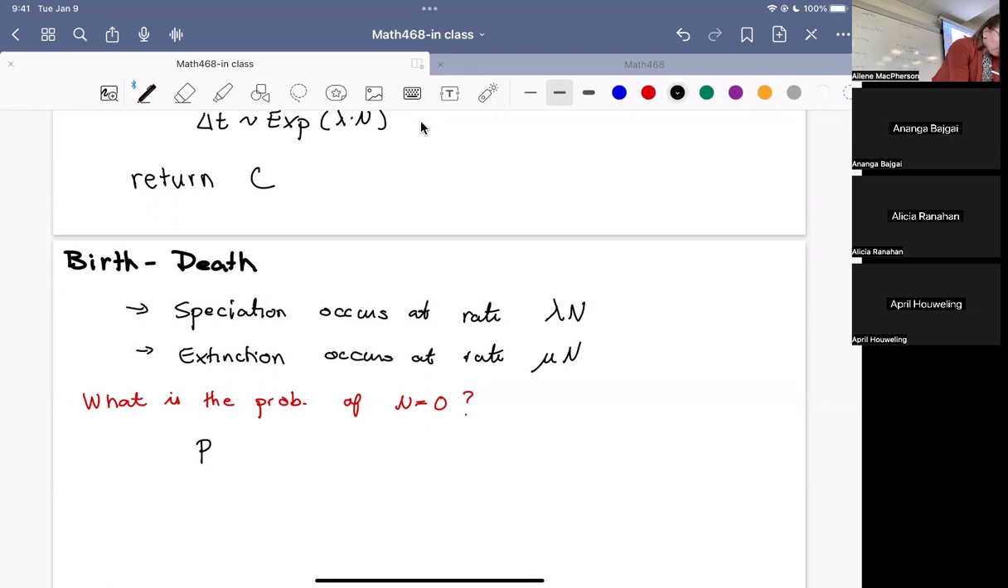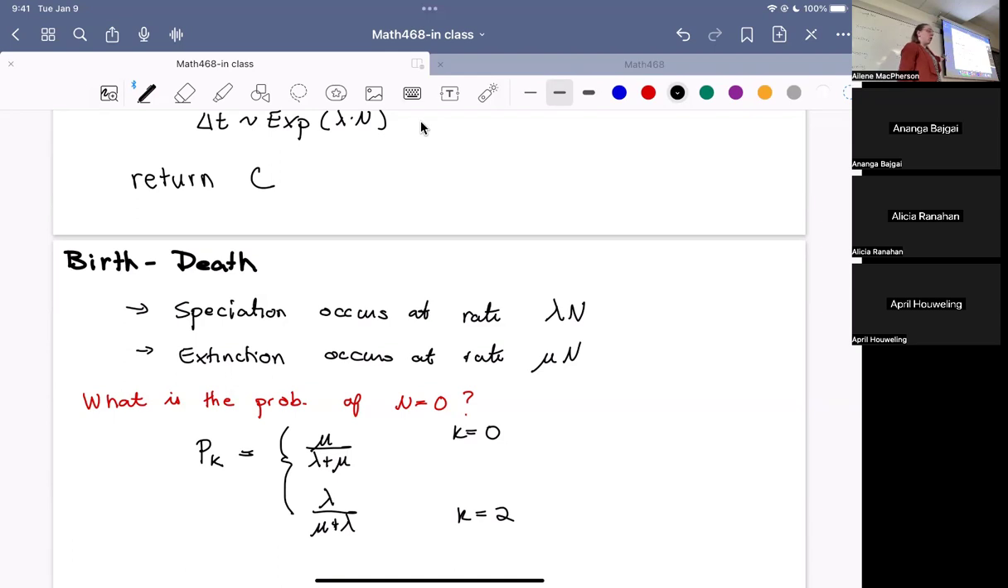So I have to write down my offspring distribution, which is the probability of having k offspring. If k is equal to 0, this will happen if I have an extinction event. Sorry, that's not the right probability. If an extinction event occurs before a branching event, then I will have no offspring. If a branching event occurs before an extinction event, then I will have 2 offspring.